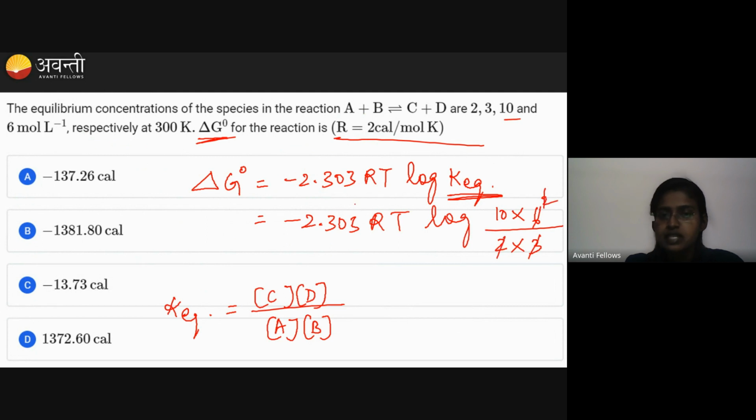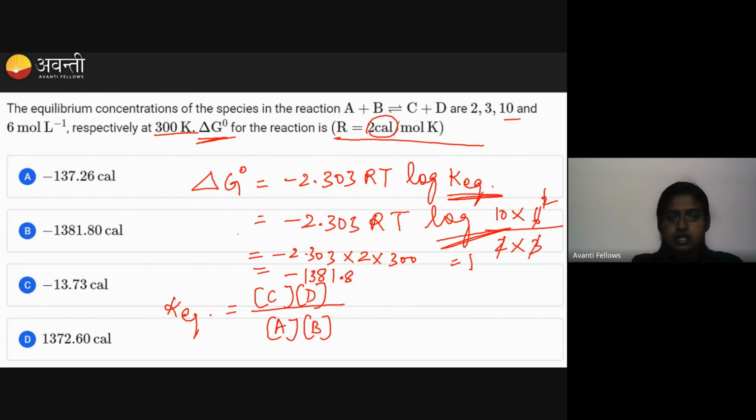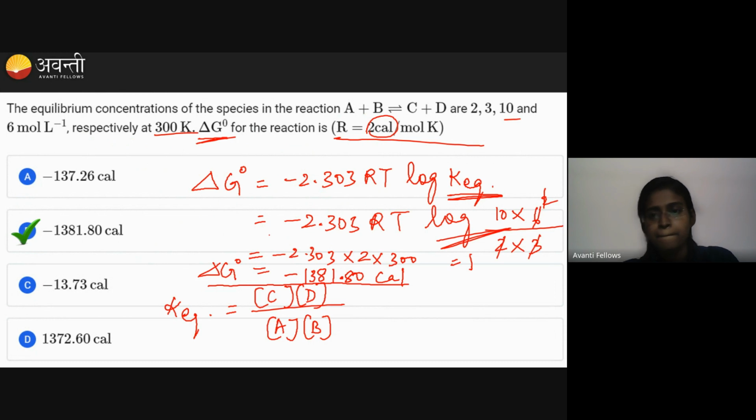So 2 gets cancelled and log 10 value is equal to 1, and here minus 2.303, R value is given as 2 and the temperature is given as 300 Kelvin, into 1. So this will give us minus 1381.80 calorie. Delta G naught is equal to minus 1381.80 calorie. So which is the correct answer? Option B is coming out to be the correct answer for this question. Okay, clear?